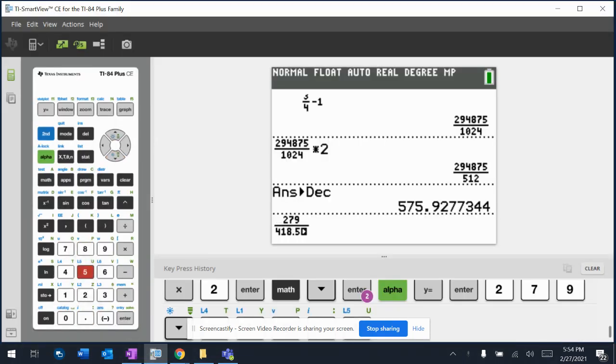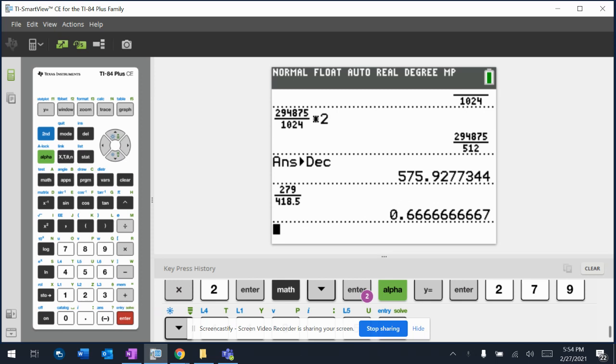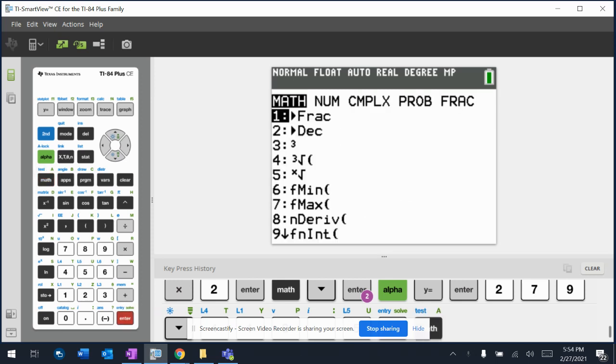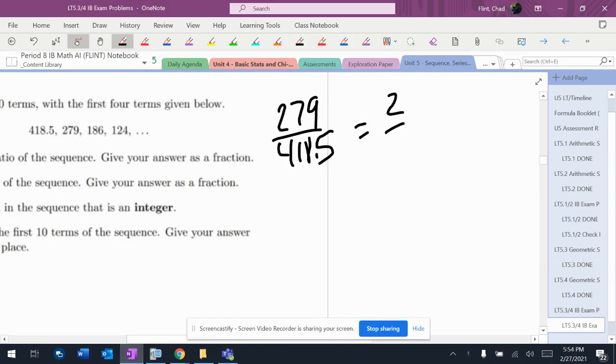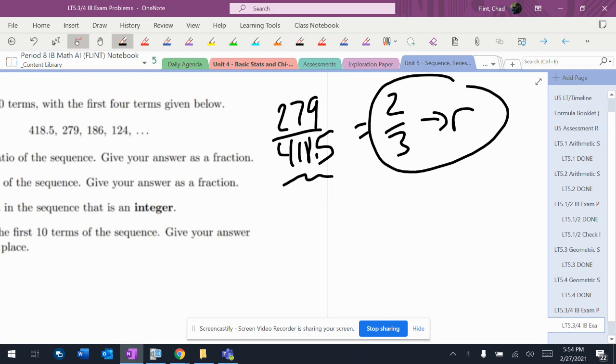418.5. And it doesn't give me a fraction, so math, fraction, enter. Maybe you know that's 2/3, maybe you don't. So that's 2/3, that's the rate. If you actually use this, they don't care, so you could actually use that right there.